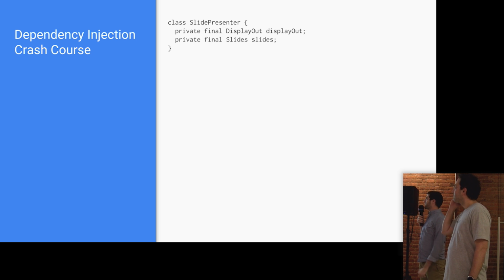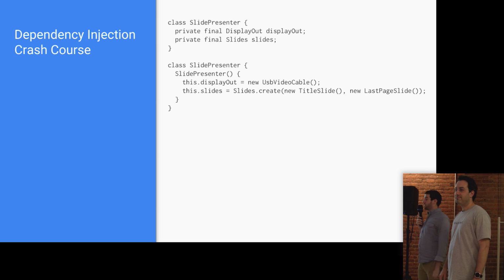So first we have at top, and I'll mention now that a lot of our code snippets have things left out for clarity in the slides, but if you have any questions, definitely ask. So we have a slide presenter class with a display out and slides field. And somehow we need to populate those. So one option, which we've all seen, is that the constructor can initialize them directly.